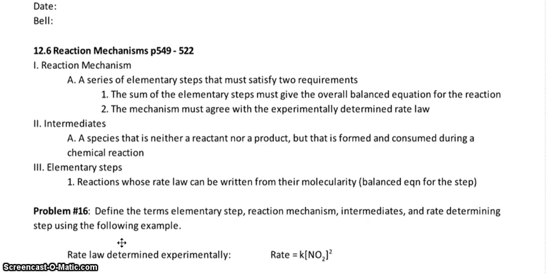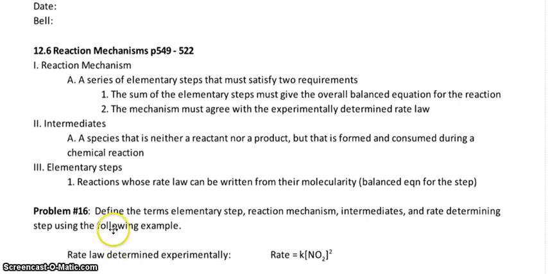There are a couple of definitions we need. What's an intermediate? First of all, I kind of referred to that earlier. An intermediate is a species that is neither a reactant nor a product, but is formed and consumed during a chemical reaction. So it doesn't show up in your balanced equation, but it's part of the whole process. Finally, what's an elementary step? It's a reaction whose rate law can be written from its molecularity, which is the balanced equation for the step.